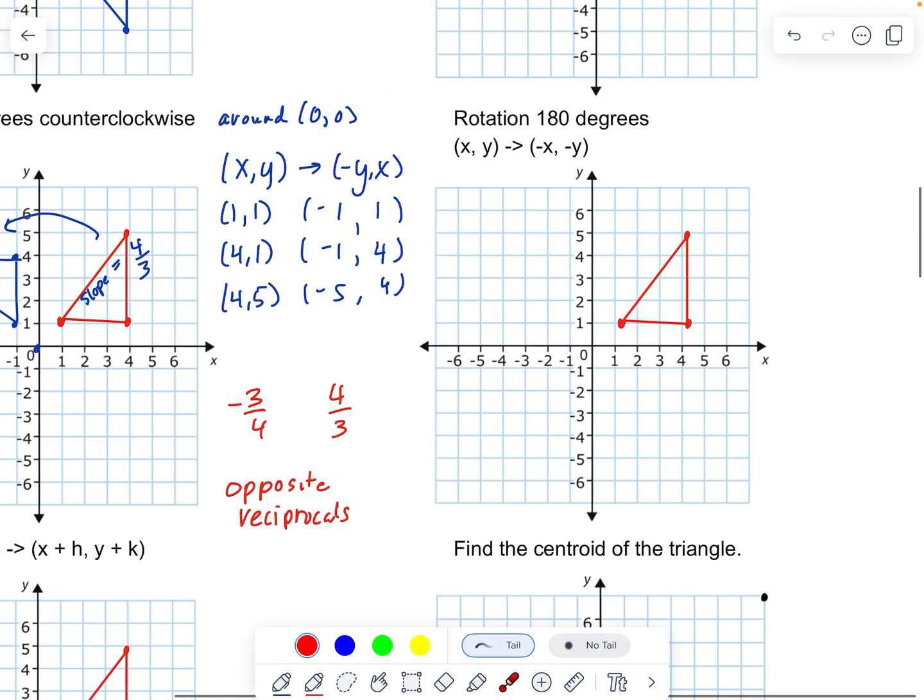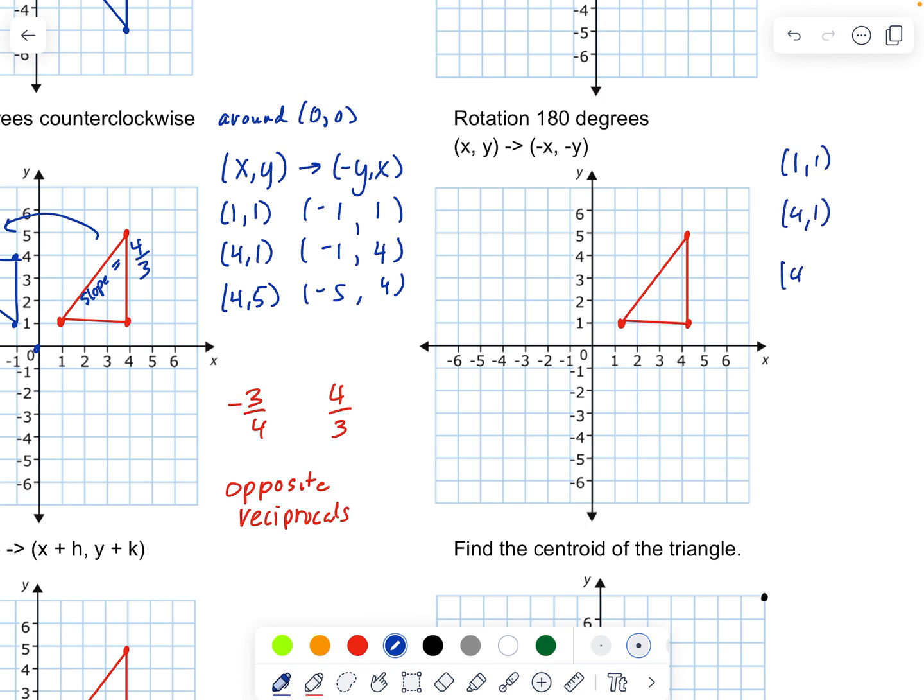All right, let's keep it rolling here. Let's find this rotation of 180 degrees. So I'm going to start with my same points, and I'm going to make them both negative. And then I'm going to graph them. -1, -1, -4, -1, and -4, -5. I was going over first and then down. That's a rotation 180 degrees around that origin.